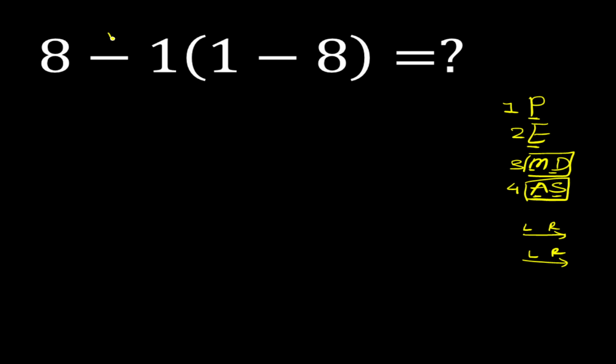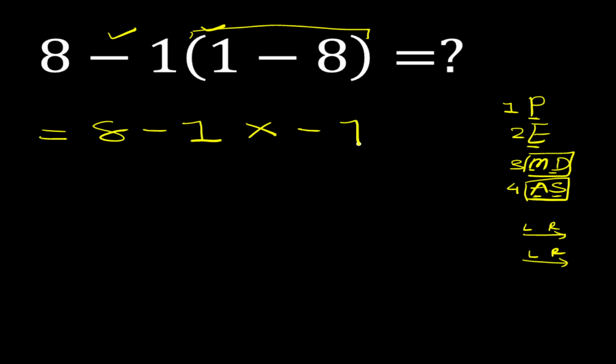So in this question, we have one subtraction and one parenthesis. So first we have to solve this parenthesis, right? So now 8 minus 1. Now solve this parenthesis: 1 minus 8 is equal to minus 7. So multiply minus 7. Now we have one multiplication and one subtraction.